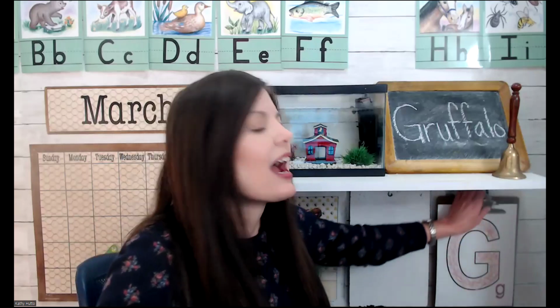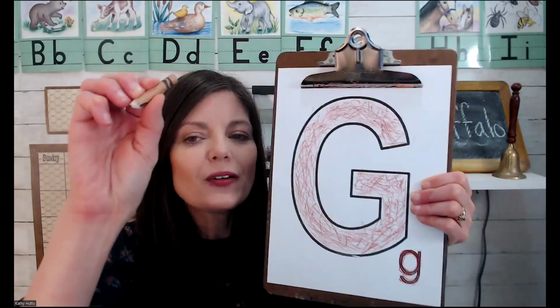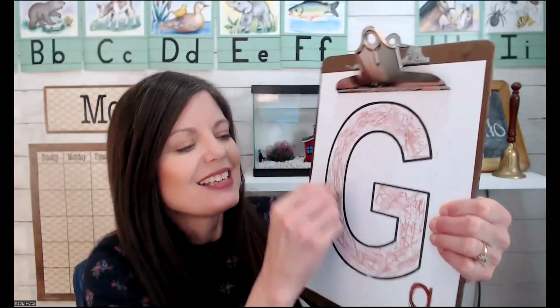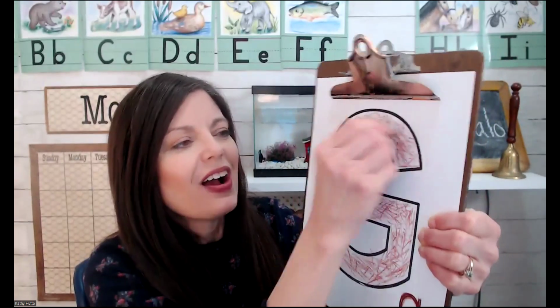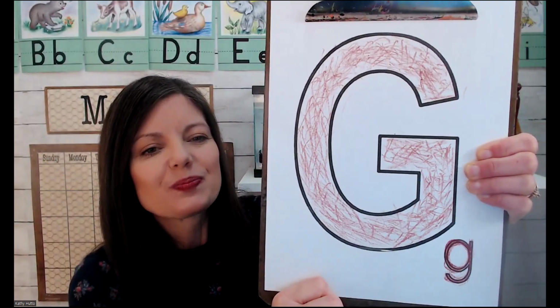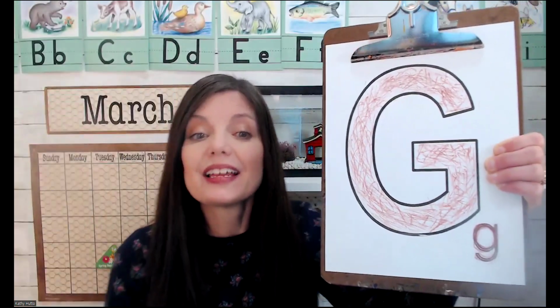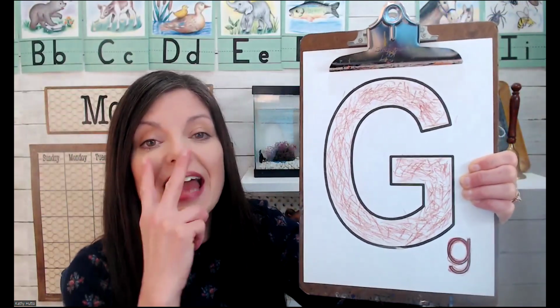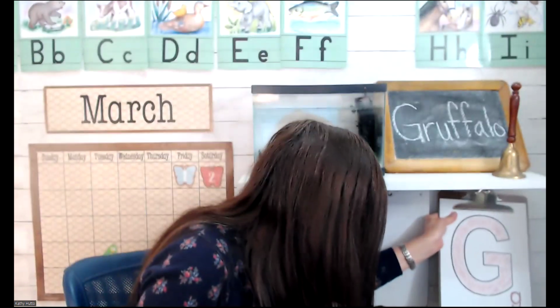So to decorate our letter G today, we just took a brown crayon and put lots of lines so our letter G can look brown and hairy like a Gruffalo. So what letter is this? Letter G. And now that we can recognize this letter, we'll practice writing it.